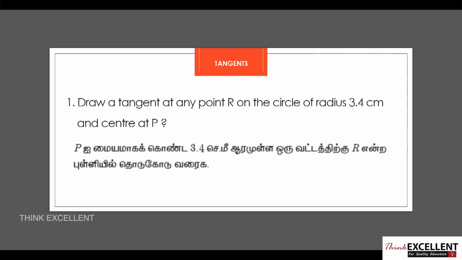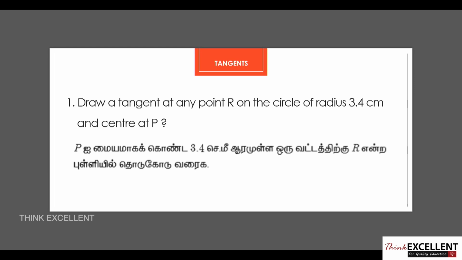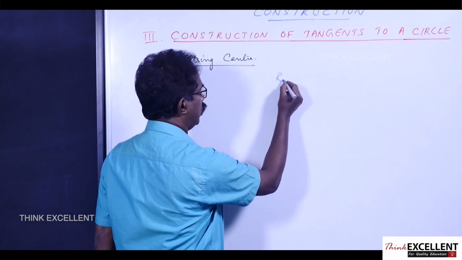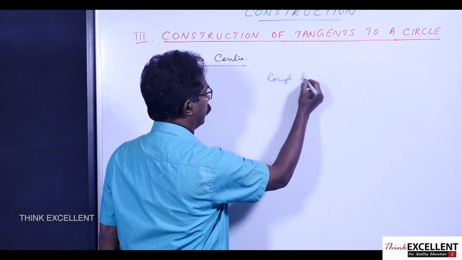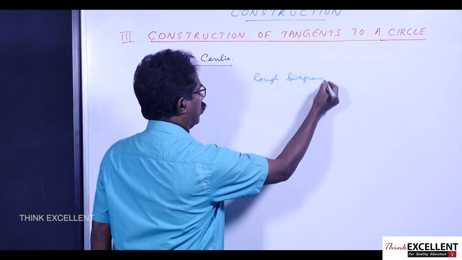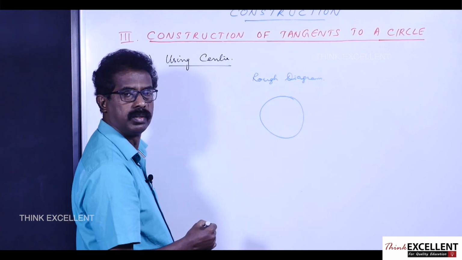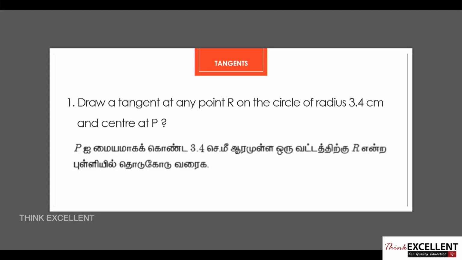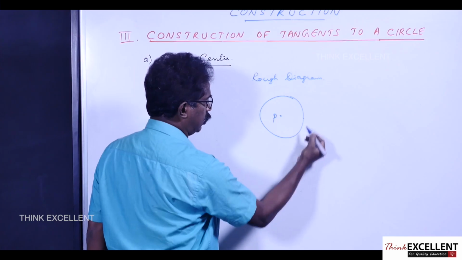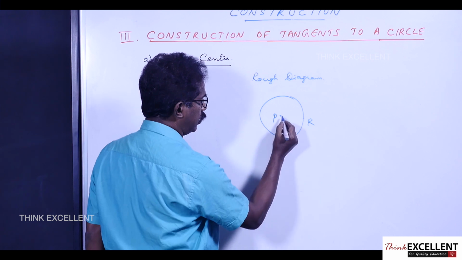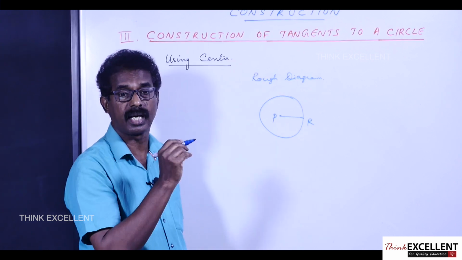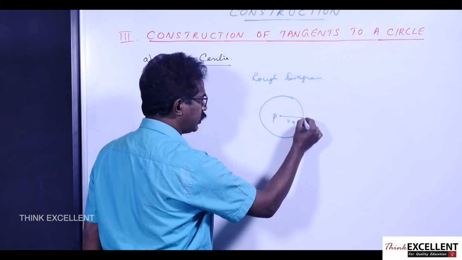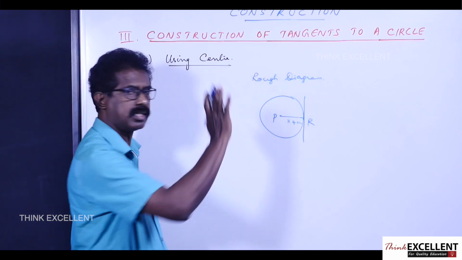So center is P. You take a point R on the circle, radius is 3.4. So listen how to do this. Rough diagram is important, right? So first you write the rough diagram. You draw a circle. They have just given the center, P. P is the center. Take a point R on the circle. Just join this. Radius they have given as 3.4, so mark here 3.4 centimeter. Now here you draw a line like this. Okay, rough diagram, this is enough.